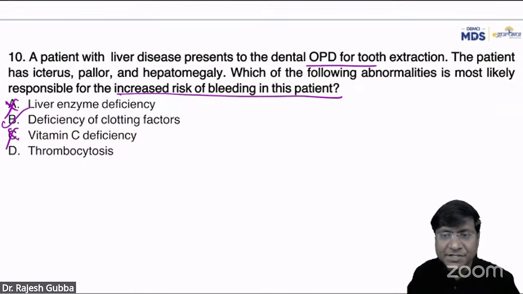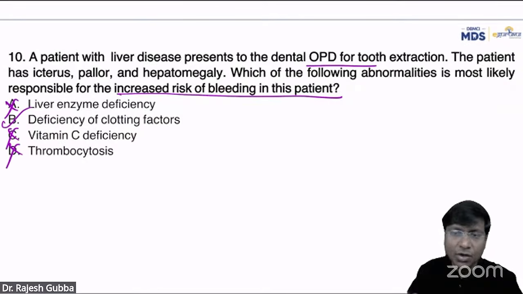Right? Why not your option C? Option C is what? It is like scurvy. It is not the primary issue here at all. And option D, thrombocytosis, would actually lead to clotting, not bleeding. If there is thrombocytosis, there will be clotting, but not bleeding. So that is the reason why the answer is B in this question.